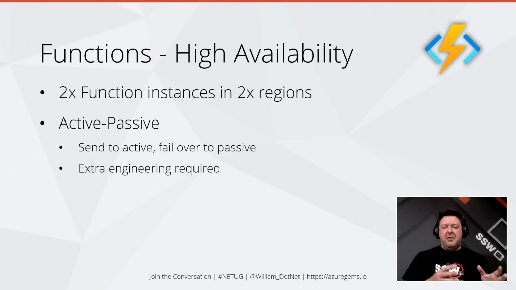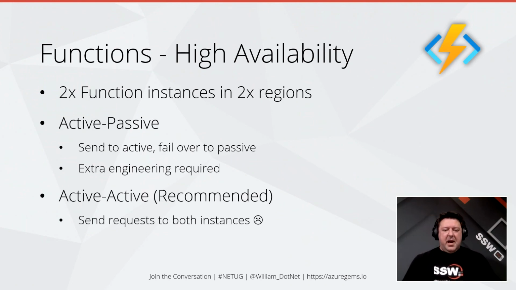We can go to the active-passive pattern. So the sending application sends to the active region first, and only if the active region doesn't work, we fail over to the passive one. But then the listening application, it gets very weird. It's like some really crazy engineering you have to apply to get this working. And it just doesn't sound like a great scenario to be in.